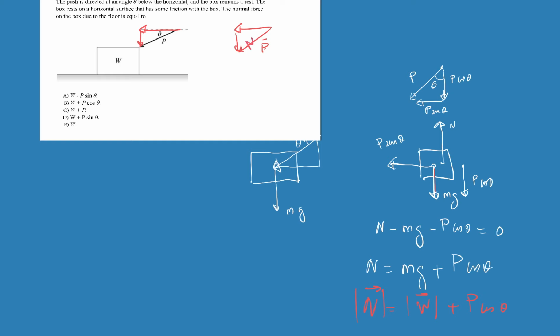So I erase the P and I will work with the vertical one and the horizontal one. So this is the P now. This is the vector P. This is the angle theta. So this is P cosine of theta going downwards. And this is P sine of theta.